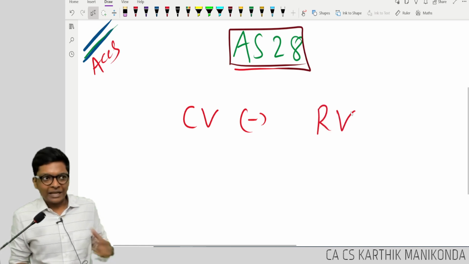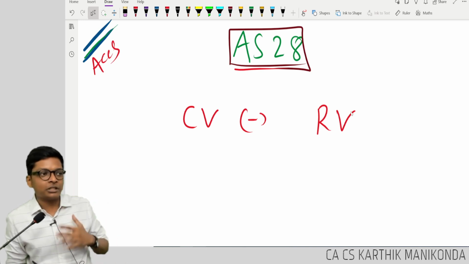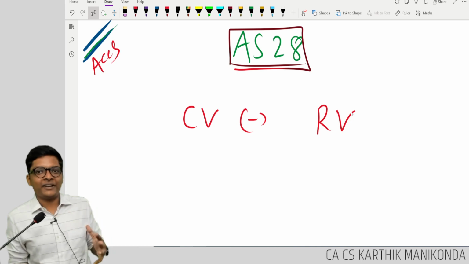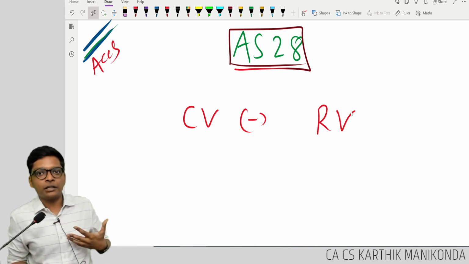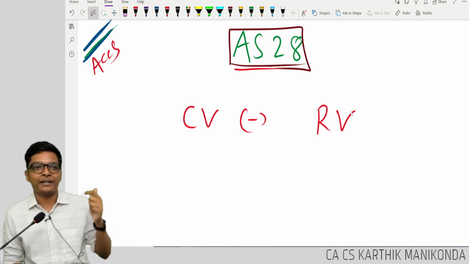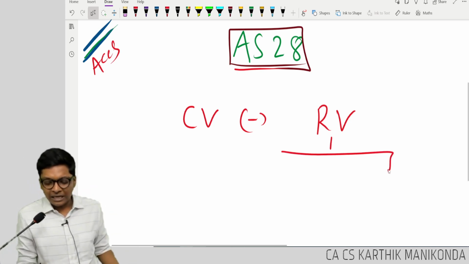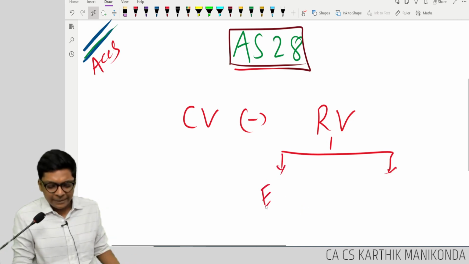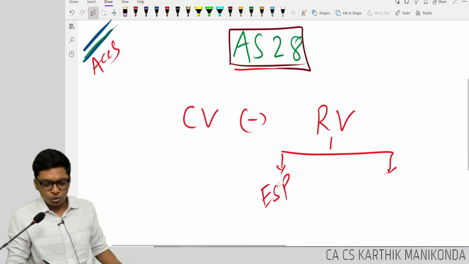recoverable value. Carrying amount is nothing but book value, but you should not use the term book value. The standard uses the term carrying value. In fact, in CA final, they do not use the word book value anymore. So slowly start getting used to the term carrying value. That is the term that you have to use. Recoverable value is the higher of two things: net realizable value, or in other words, estimated selling price.